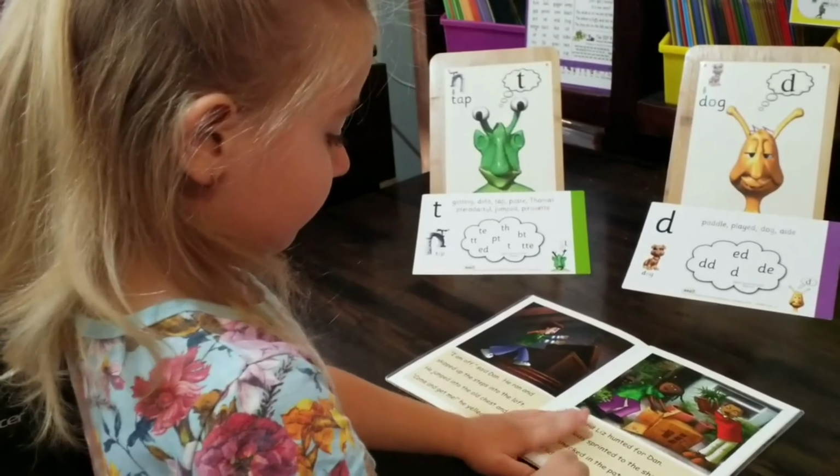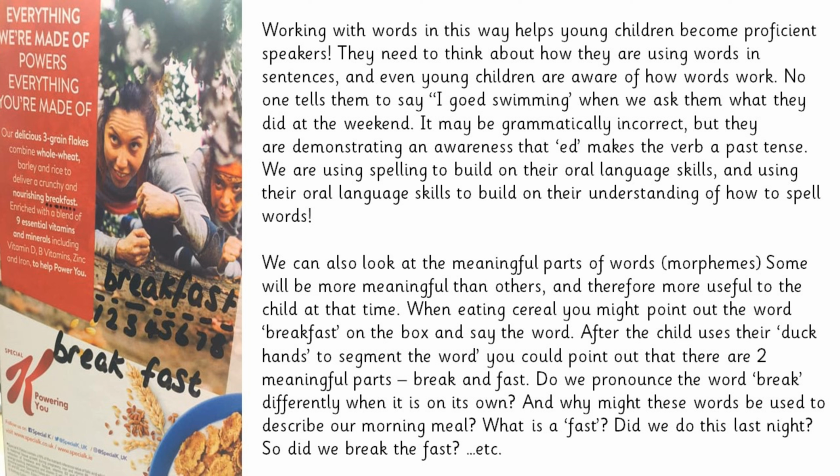So when we're working with words in this way, we're helping even really young children become proficient speakers. They need to think about how they're using words in sentences orally, and even very young children are aware of how words work. No one tells them to say something like, I go swimming. They're understanding about past tense, future tense, etc. They're understanding that things change even if they don't get it right. I go swimming. Oh, did you go swimming? I went swimming yesterday too. We can't expect children to be good spellers and writers if we're not working on oral language. So we're doing this all the time.